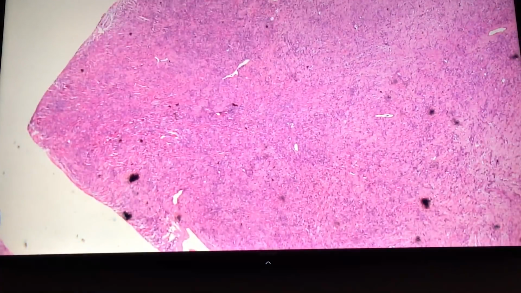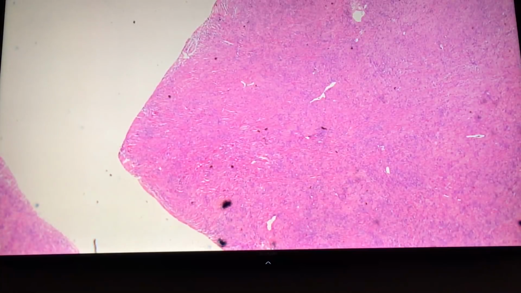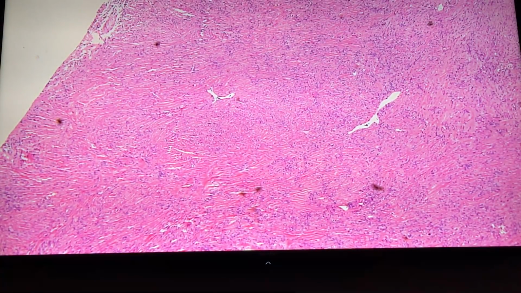Okay, Aaron, what did you show? Oh yes, now I figured it out. So let's go to the top left and go higher mag on that area. This should also be almost a spot diagnosis.